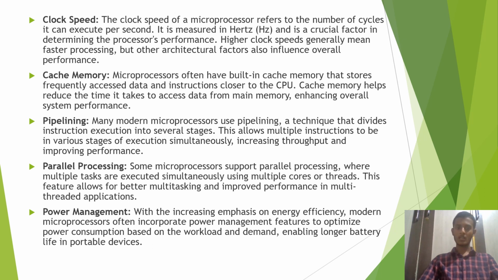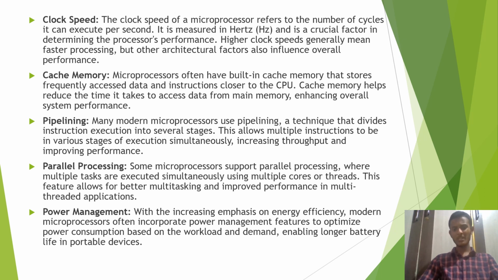Cache memory. Microprocessors often have built-in cache memory that stores frequently accessed data and instructions closer to the CPU. Cache memory helps in reducing the time it takes to access data from main memory. Comparatively, the main memory is slower than the cache memory. Cache memory is faster than main memory, enhancing overall system performance. It increases the system performance also.